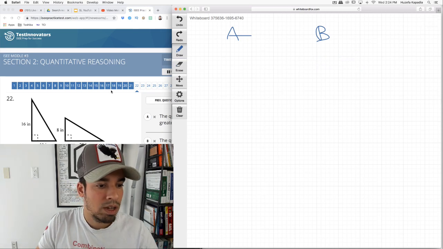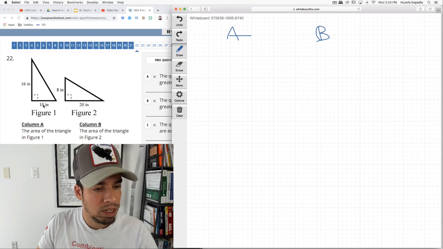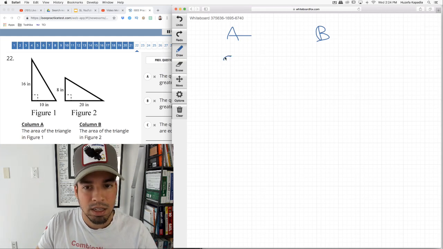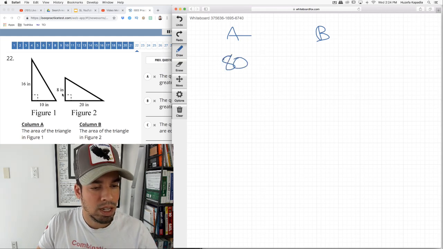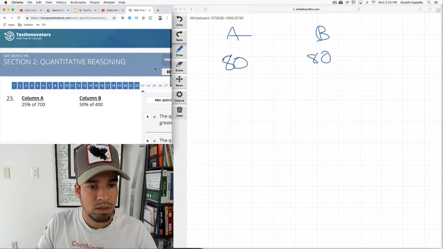Okay. We've got area of triangle 1. It's a right triangle. We do 1/2 base times height, so 10 times 16 is 160, half of that is 80. This one is 20 times 8 is 160. Half of that is 80. So they're equal. Next.